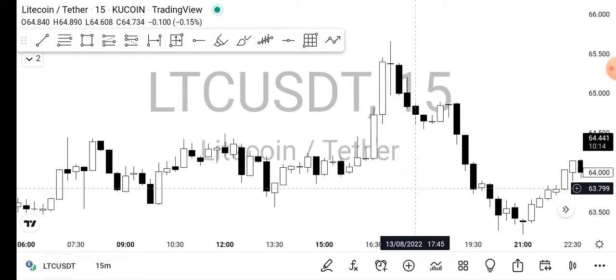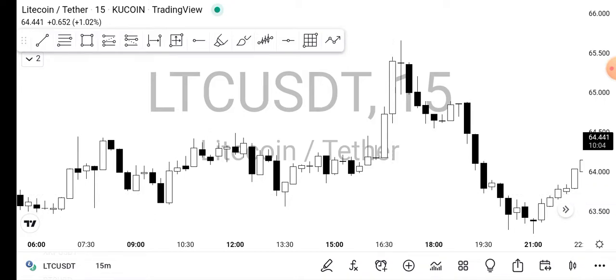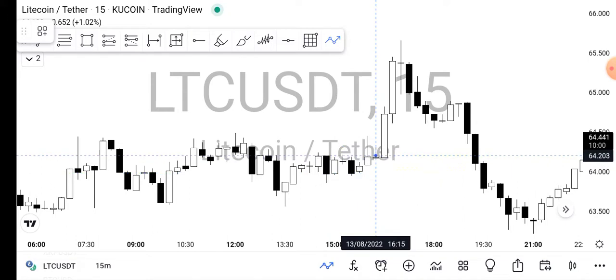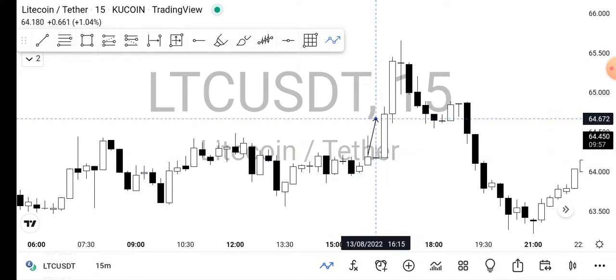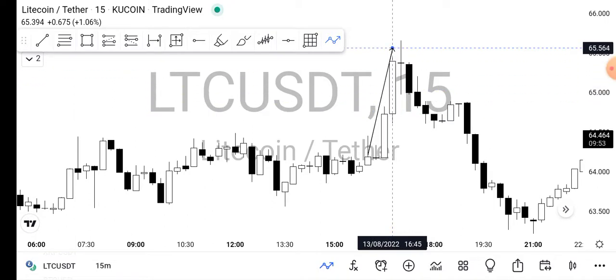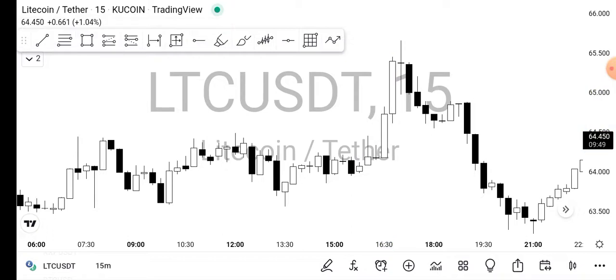Now, if you look at these two white candles, can you see them? One, two. Okay, you see that the first white candle started here and it got up here. Now the second white candle started here and got higher. That's to show you that there was an increase in price in the two candles.